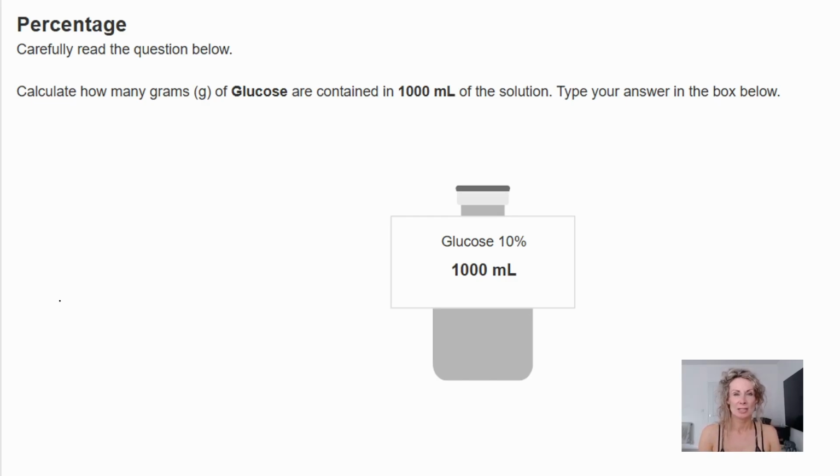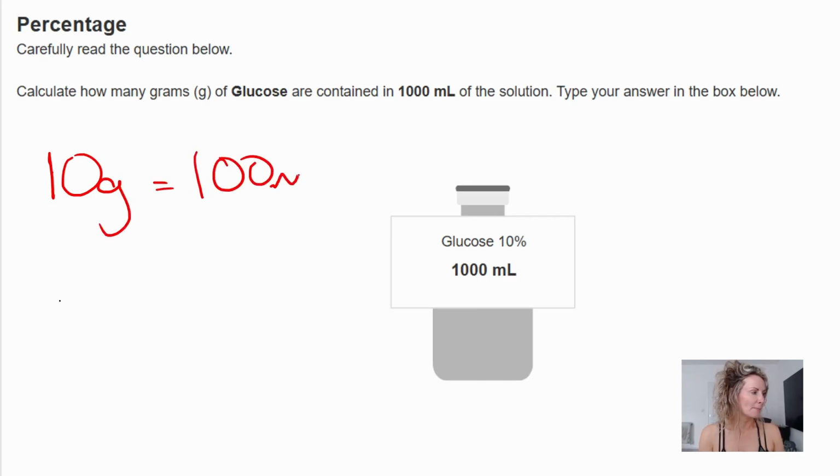I'm going to teach you how to do these percentages questions. This question is asking how many grams of glucose are contained within 1,000 mils. We'll have a look at the bottle and we'll see that this glucose solution is 10%. Because it's 10%, that means that we have 10 grams equaling 100 mils. It means that 10 grams of whatever the solution is equal 100 mils.